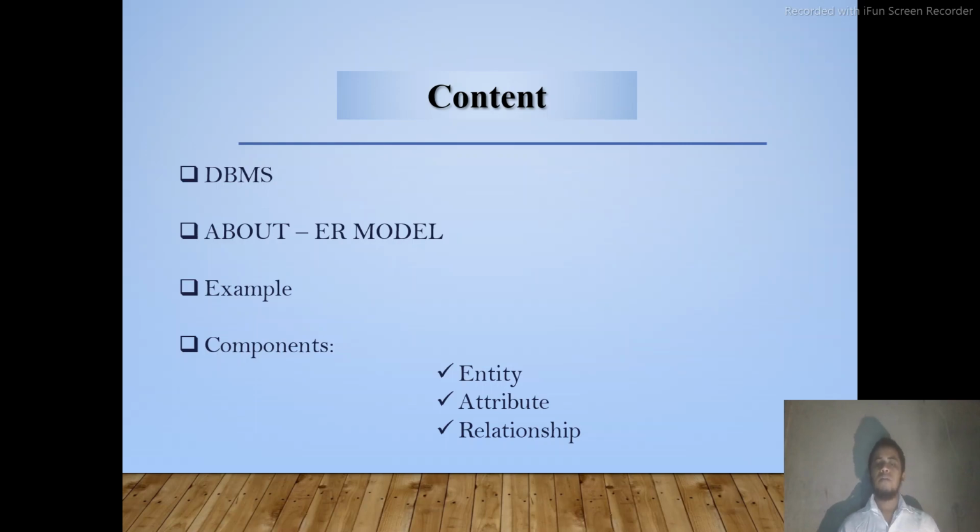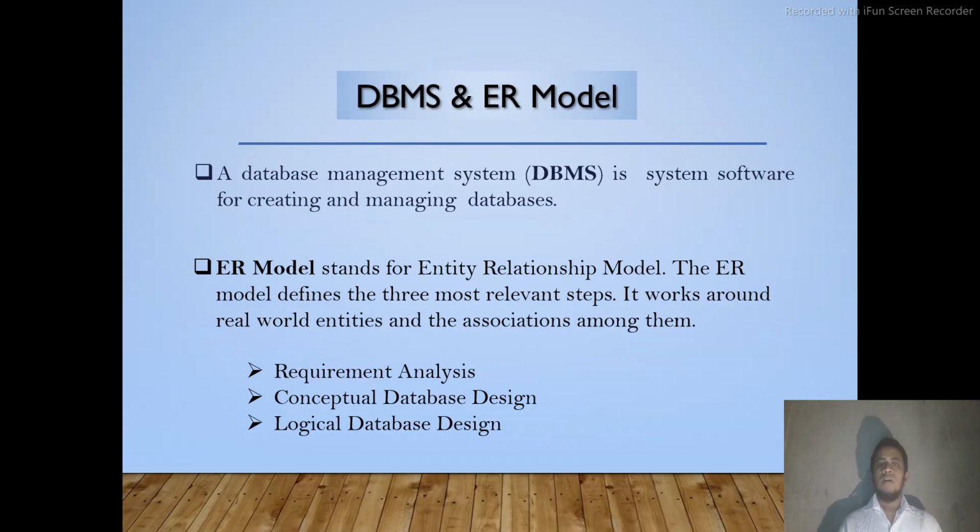Here are the three components: entity, attribute, and relationships. Here the DBMS and the ER model. Here is the definition of DBMS. A database management system is a software system for creating and managing databases. In the system, we can manage or create databases.